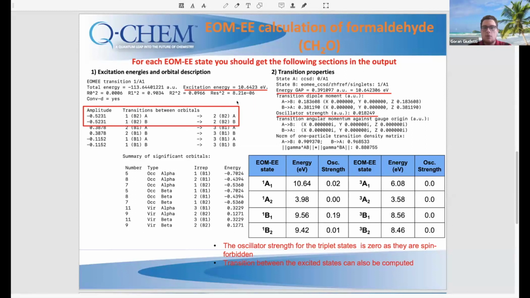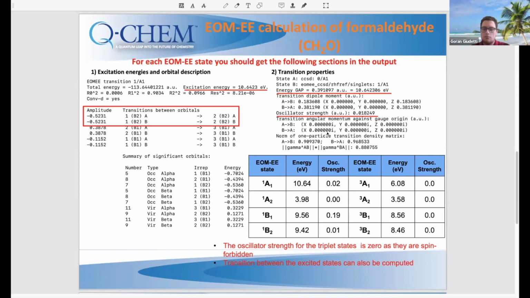At the same time, we can get the transition properties. So again, Q-Chem prints excitation energies in eV, but also what is important here is to record the strength of the transition, so the oscillator strength over here, which connects experimentally with the height of the peak in a regular absorption spectrum. So it tells you how likely a transition is.